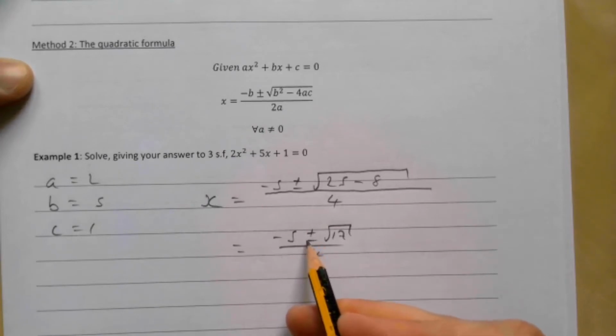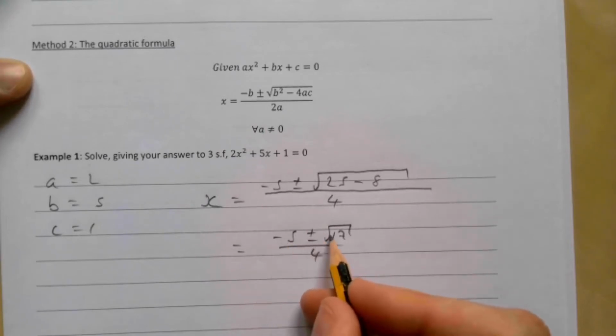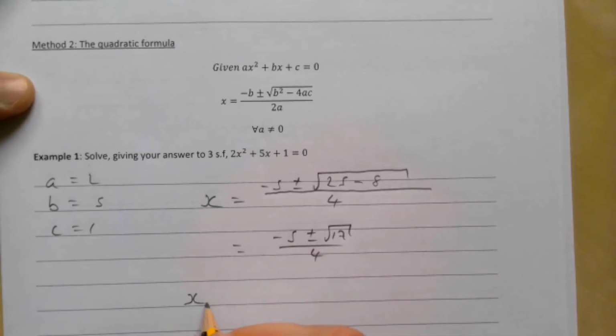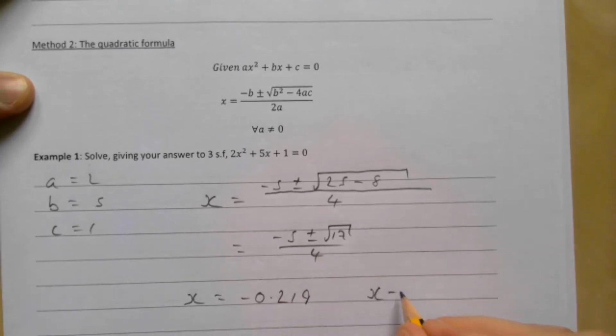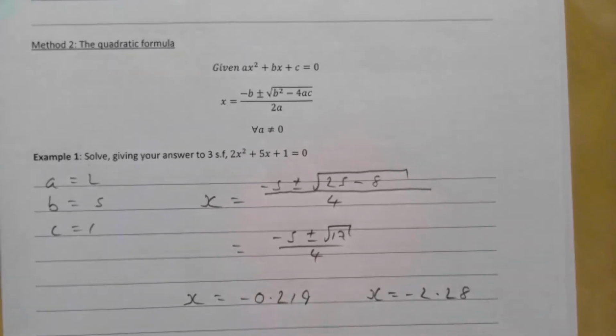If you do, I think the plus one, so minus 5 plus root 17 over 4, you will get then x is minus 0.219 to three significant figures, and if you do the negative, x is minus 2.28. Both those answers, as I say then, to three significant figures. Just another one while we're at it. So our example 2 here is solve x equals 5 minus 2 over x, leave your answer in surd form.